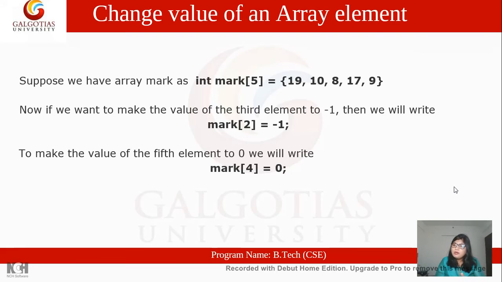And the assignment operator assigns the value written on the right hand side to the location on the left hand side. So the location is mark and the index 4, and we are now assigning a value 0. So eventually by executing this statement, what will happen in my original array? The value 9 will be replaced by 0. This is how we change the value of an array element.